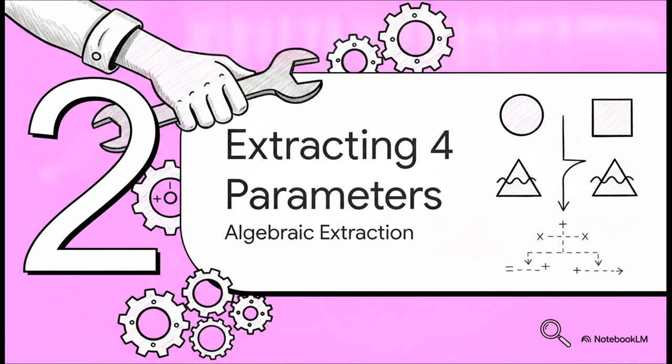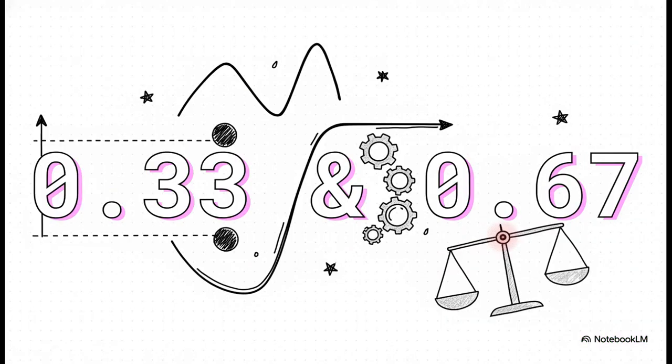Let's dig into that algebra. If we're actually going to extract T1 and T2, we need anchor points. We need a place to start. And in this specific methodology, the absolute magic numbers are 0.33 and 0.67. We are going to evaluate our system's response at exactly 33% of its final value and 67% of its final value. These are our mathematical balance points.